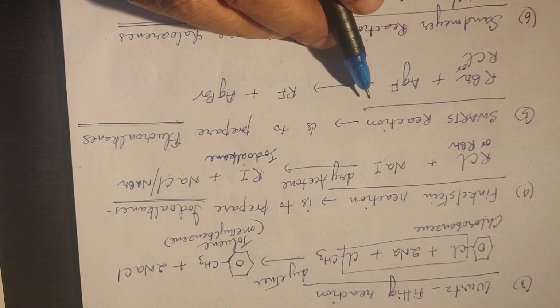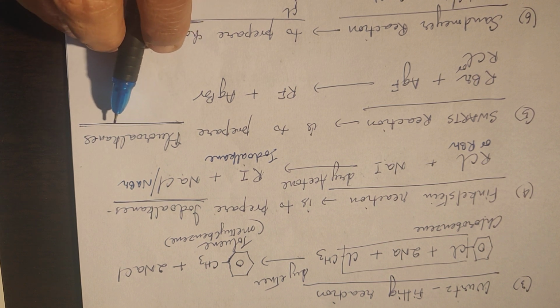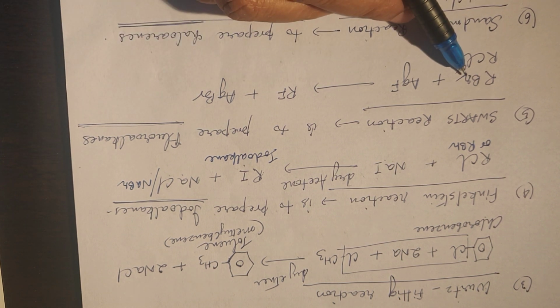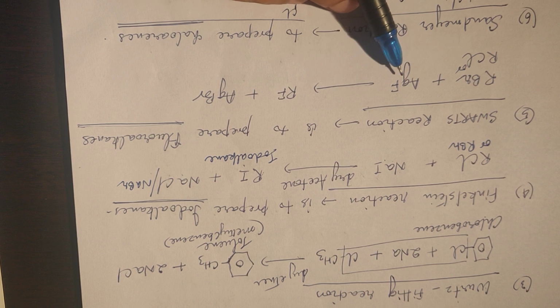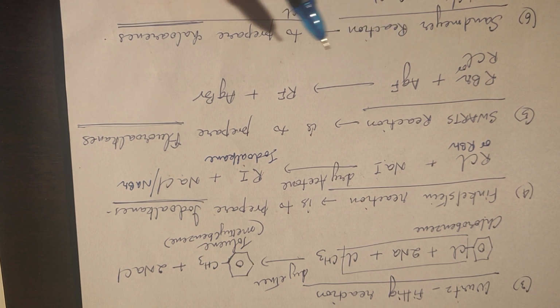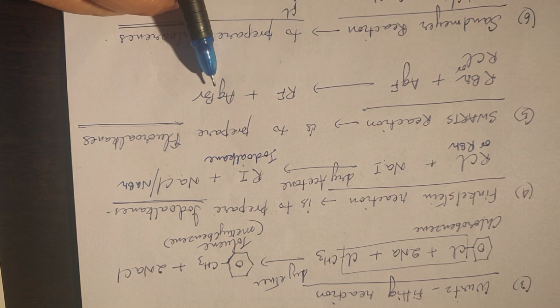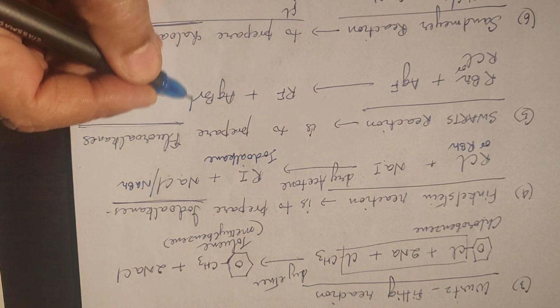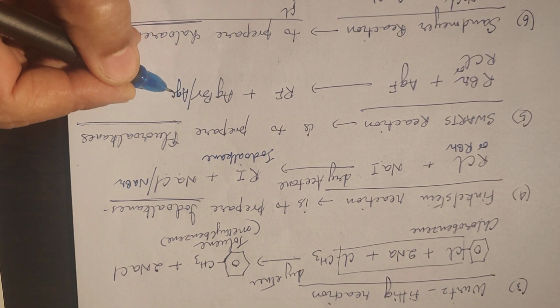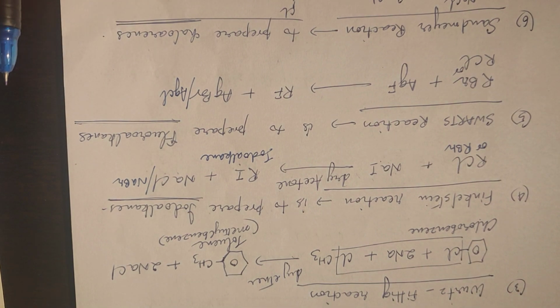Then Swarts reaction is to prepare fluoroalkanes. Now in this case you take either RCl or RBr and you treat it with silver fluoride and you get fluoroalkane along with AgBr or AgCl. Whichever you are starting with, accordingly the byproduct is decided.